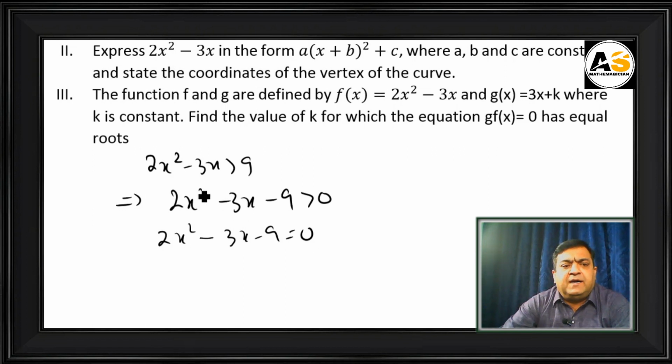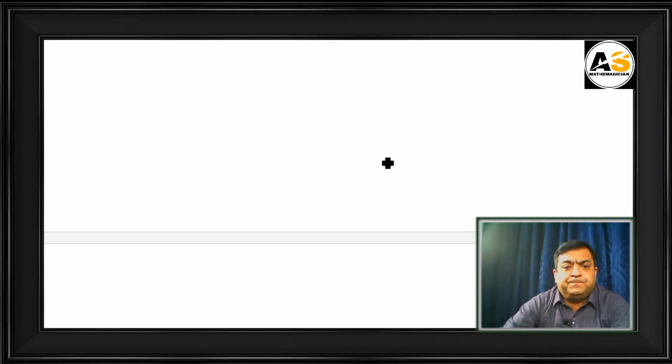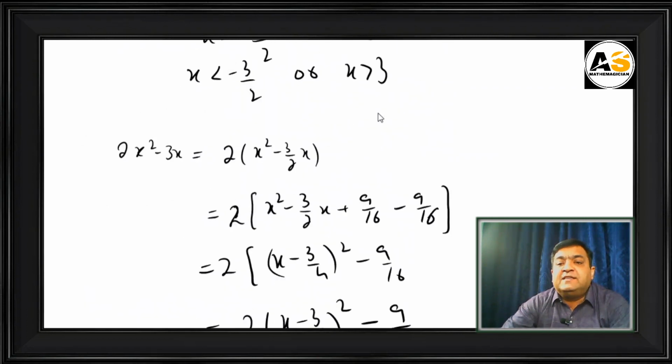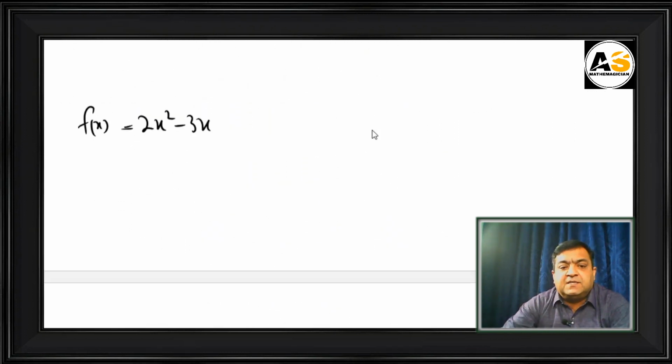What was the third part? The functions f and g are defined by f(x) = 2x² − 3x, g(x) = 3x + k, where k is a constant. Find the value of k for which the function g(f(x)) has equal roots. f(x) is equal to 2x² − 3x, and g(x) is equal to 3x + k.